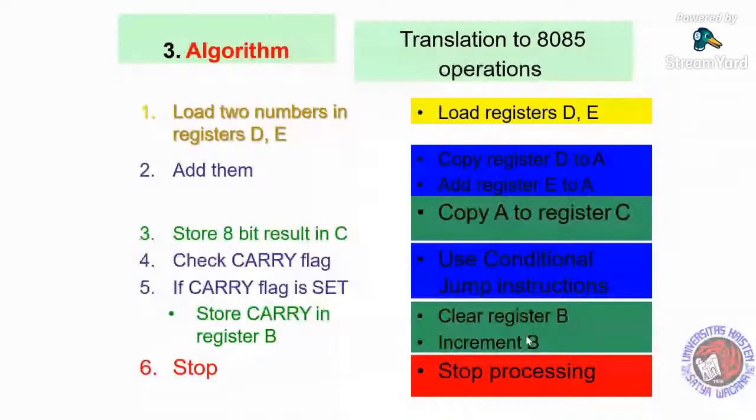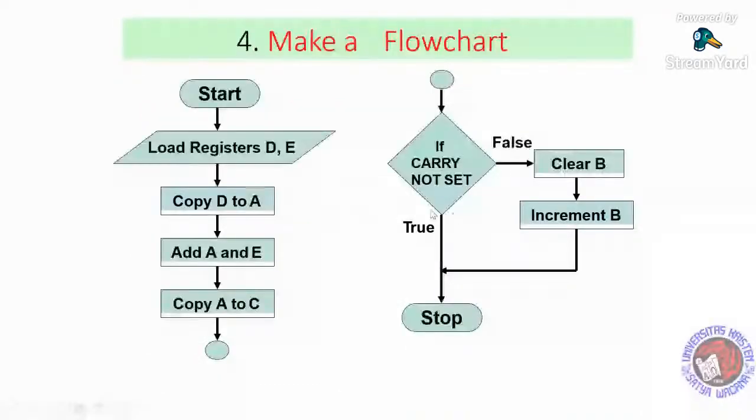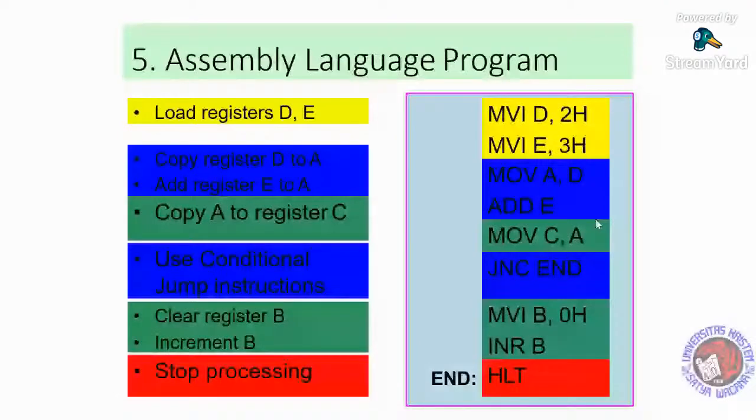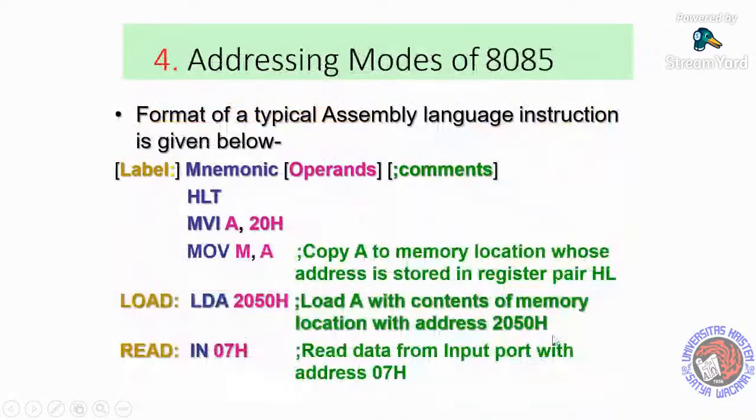Processing, this is the flowchart. If carry is not set, then you do the stop. If carry is set, then this is the assembly language. Jump instruction: move A to C, jump if carry is set, you go to N, right? N is actually the stop. If it is set, then you do the increment B.